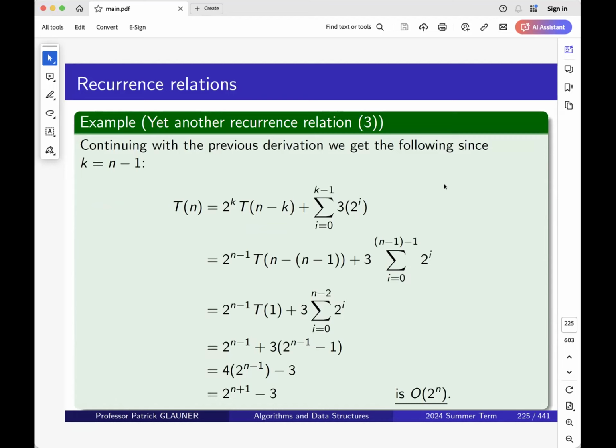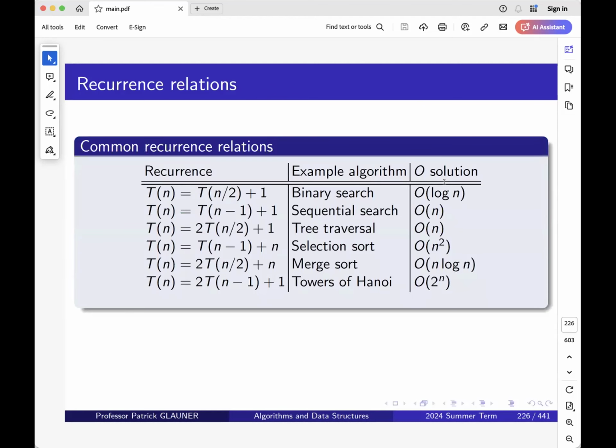So this is some help for you for recurrence relations. And here I even have a larger collection of recurrence relations. And for all of them, I assume that the base case is t of 1 is 1. We have seen this recurrence relation. It's the one that refers to binary search, or binary search can be expressed with this recurrence relation.